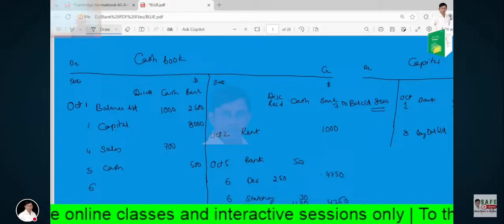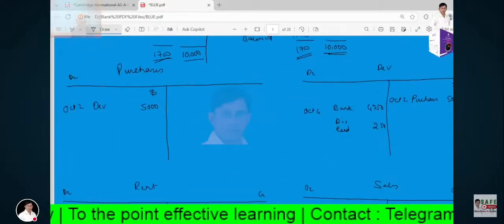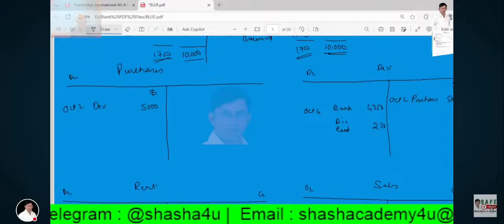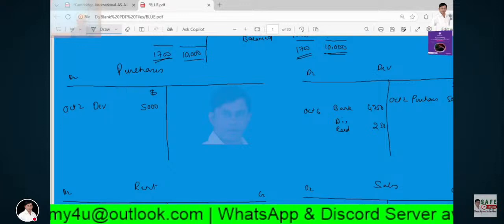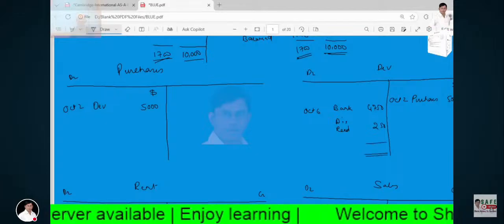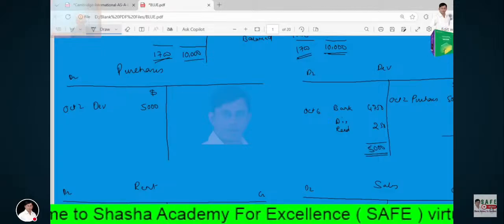So then, purchases account 5,000. So there is no need to balance. This is 5,000 itself. This will directly go to the trial balance. So the account here also 5,000. Here also 5,000. So there is no question of balancing here because the total on both the sides is the same.